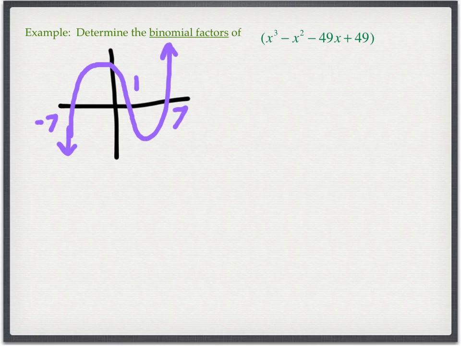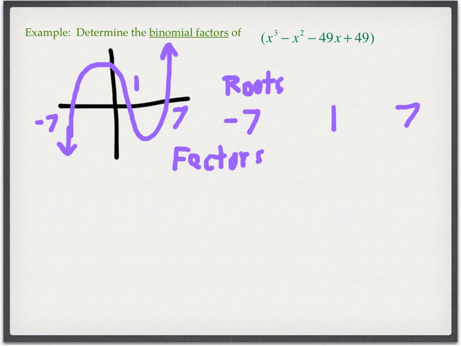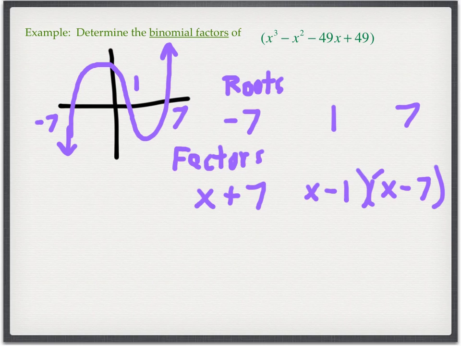Those are called the roots, the zeros, the x-intercepts, that type of thing. And the nice thing is that when I have those roots, and you might remember we did this in class a little bit on the first lesson, there are corresponding factors that match up with those pretty well. So if negative 7 is a root, that means x plus 7 is a factor. 1 is a root, x minus 1 is a factor. 7, x minus 7 is a factor. And so my binomial factors for this problem will simply be those.